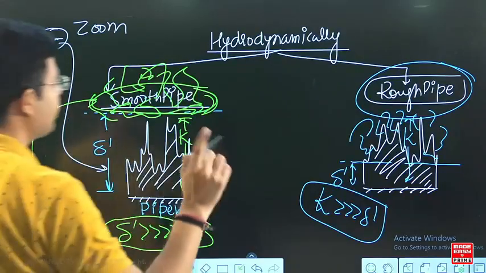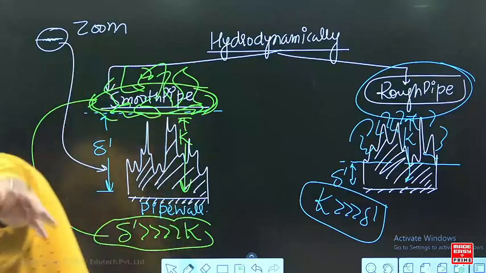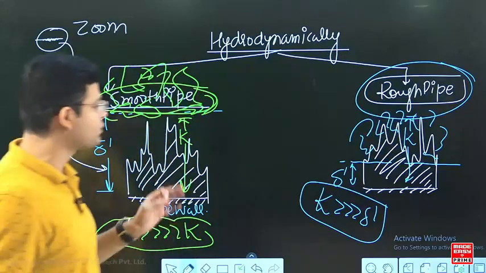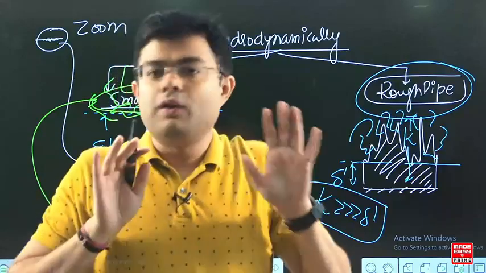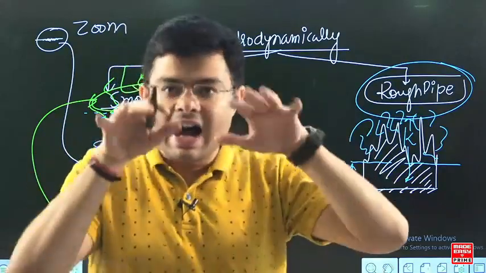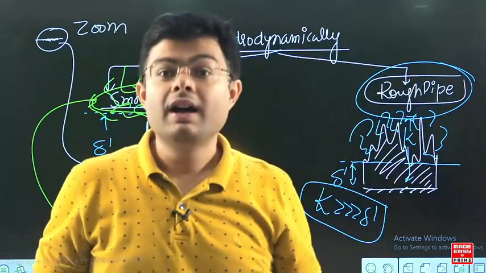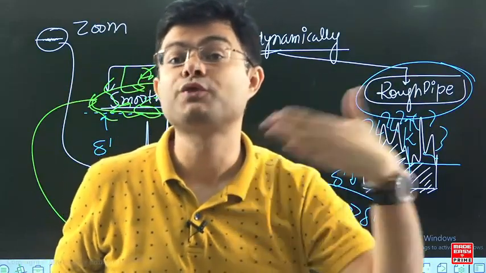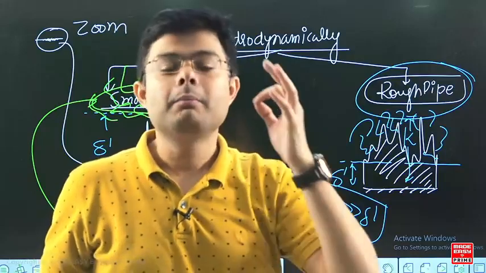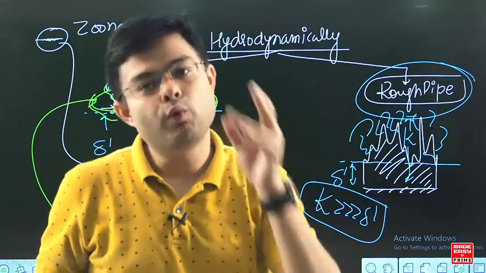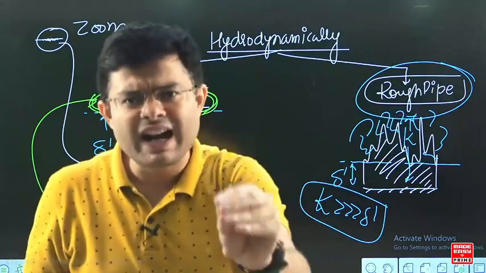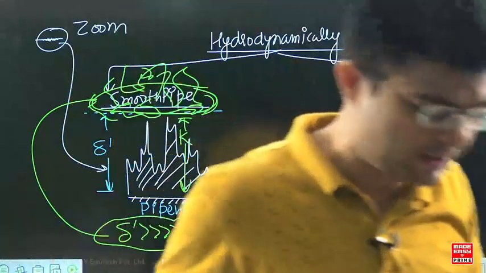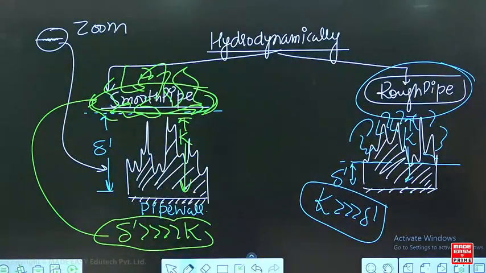My question to you, and each and every student has to tell me in the comment box the answer to this question. For example, at the moment I am having a pipe, and that pipe is behaving as a smooth pipe. Okay? My question to you guys is, will that pipe, which is at the moment a smooth pipe, always behave as a smooth pipe? Tell me in the comment box, yes or no.